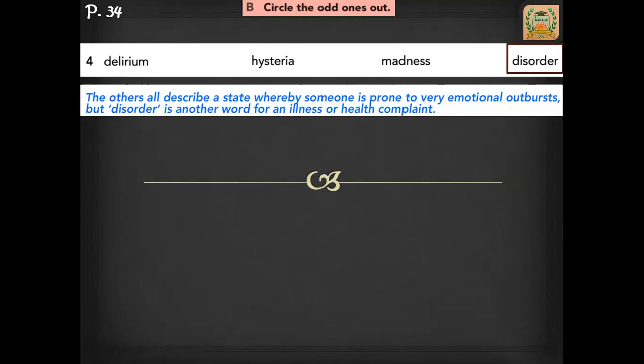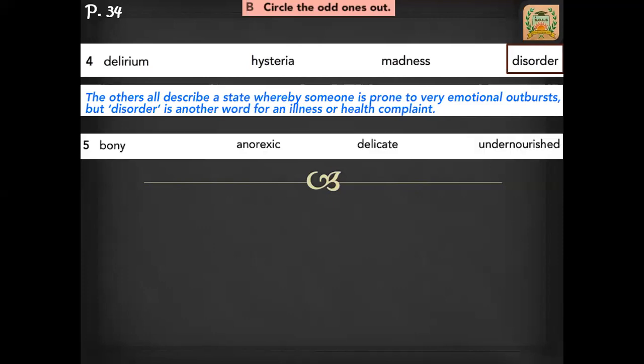They are kind of psychological problems. Delirium, hysteria, madness. I think you know some of the words are the same in Arabic, like hysteria. But the word disorder is another word for an illness or health complaint. It's different.